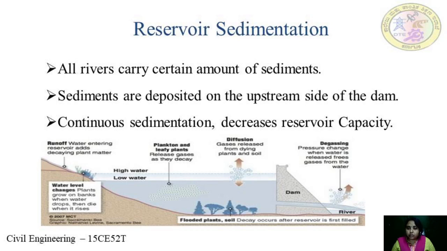And then it rises. So when this matter dies off, due to the presence of planktons and leafy plants, due to their decay, they release some amount of gases. That is, you can see in the image at the downstream bed, flooded plants and soil, decay is occurring along the reservoir bed, which gets filled first. Later on, with the decaying process, certain gases are released from the dying plants and soil, which is diffused here.